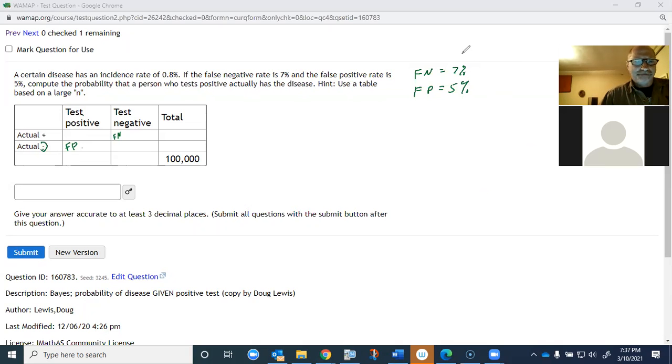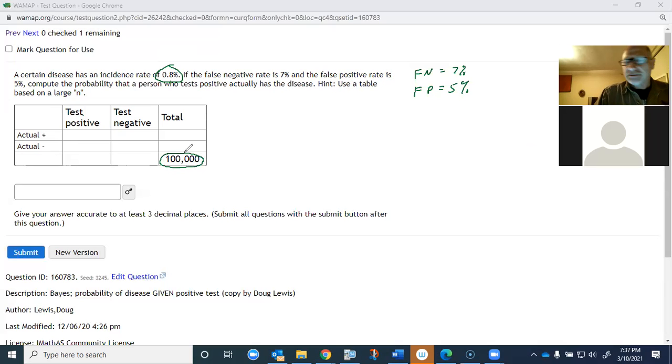Okay. Now I'll go ahead and mark those out and let's get going on the problem. So in this case, it has a percentage of 0.8%. That is fine to leave it as 100,000, okay?